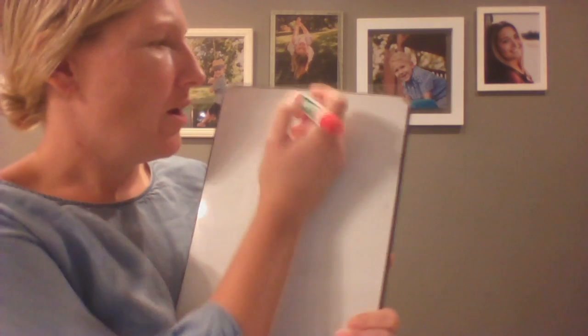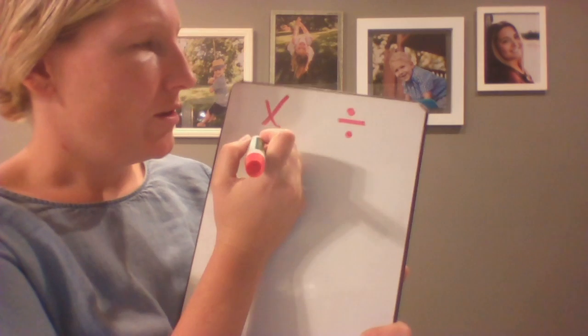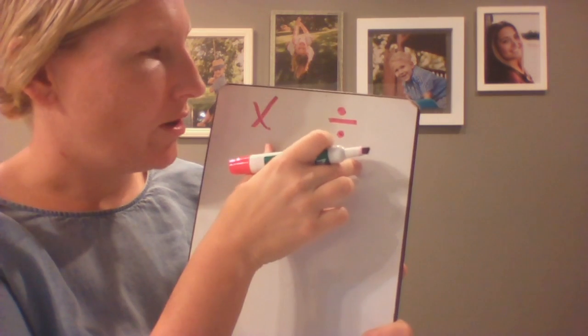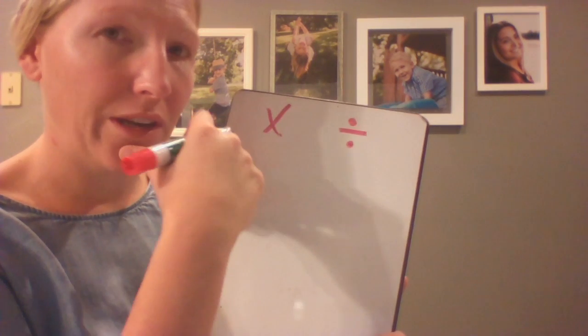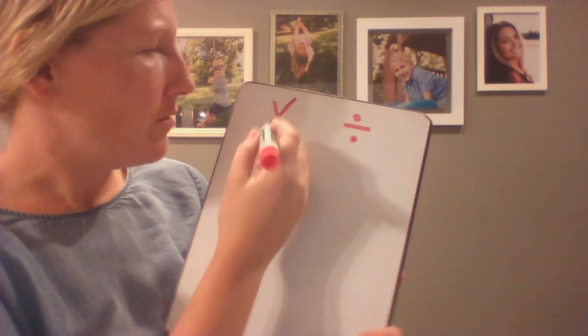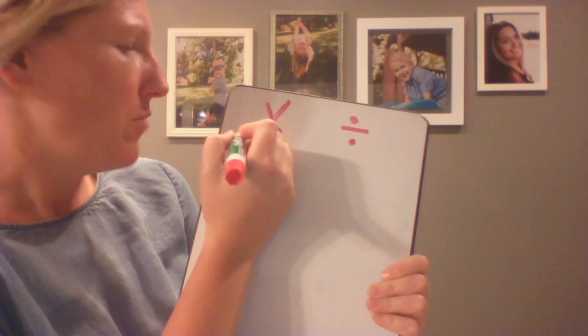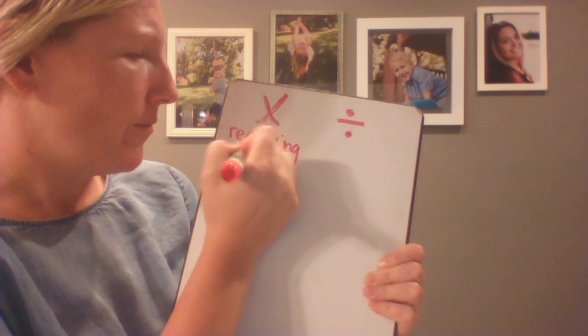Okay, so we need to do some review slash introduction of multiplication and division. Multiplication and division are opposite operations in a way, but they can also work together. When you think about multiplication, the thing you need to think about is that some number is repeating over and over again.